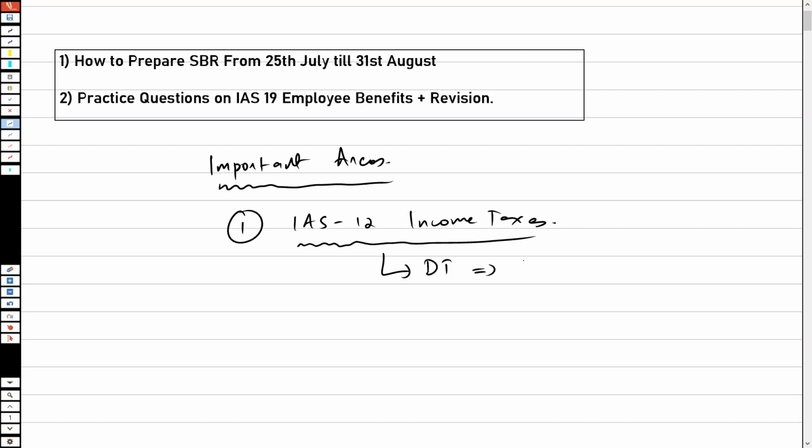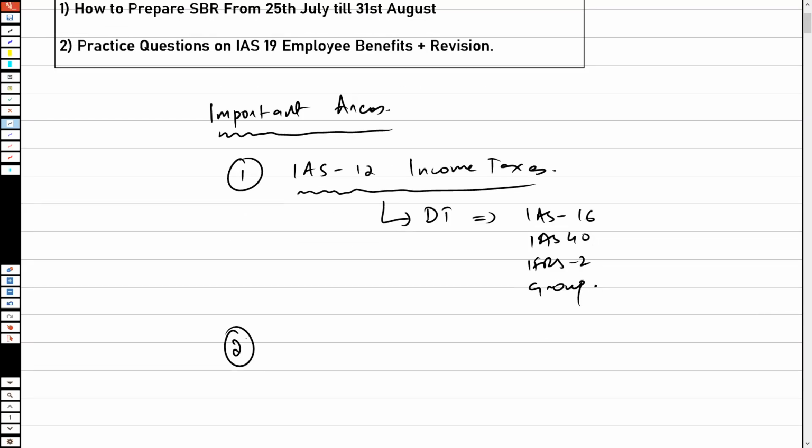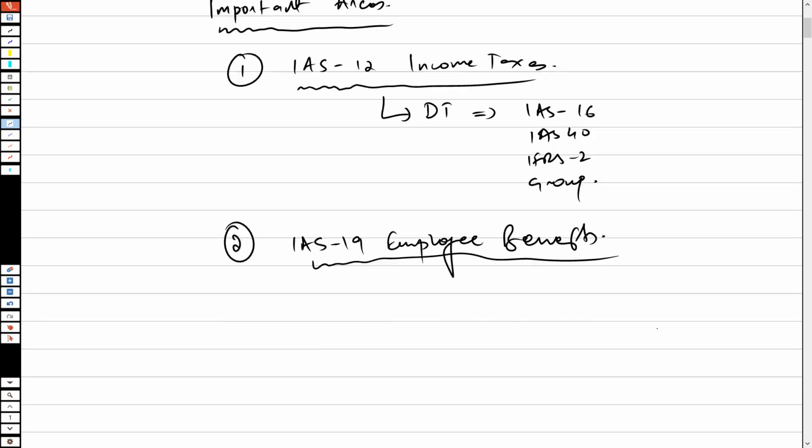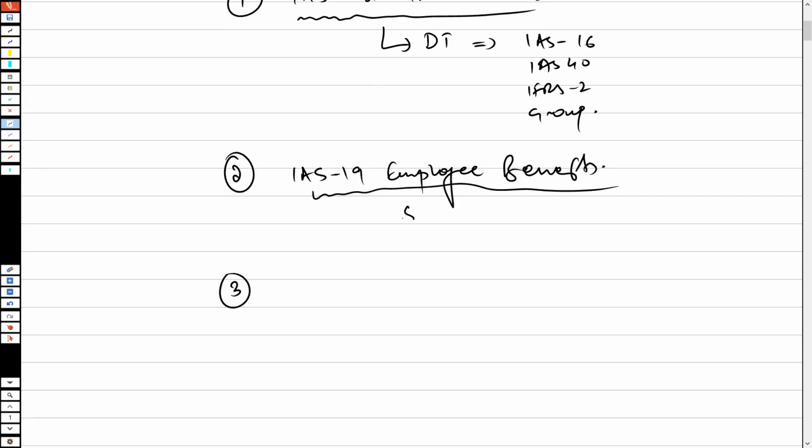So with IAS 12, usually the deferred tax scenarios are tested. The deferred tax usually arises for the IAS 16 PPE cases, IAS 40 cases, at times the IFRS 2 cases, and at times the deferred tax related to group accounts is also examined. So first of all, you have to know how you are going to do the accounting for IAS 12. Now, the second thing is that you should know about IAS 19, the employee benefits. This is a complete accounting standard, and usually you would see that 4 to 5 marks are examined in every attempt pertaining to IAS 19. Somewhere or the other, the examiner would examine this area.